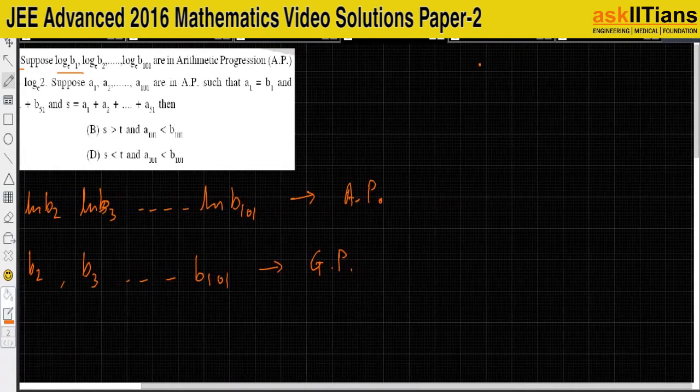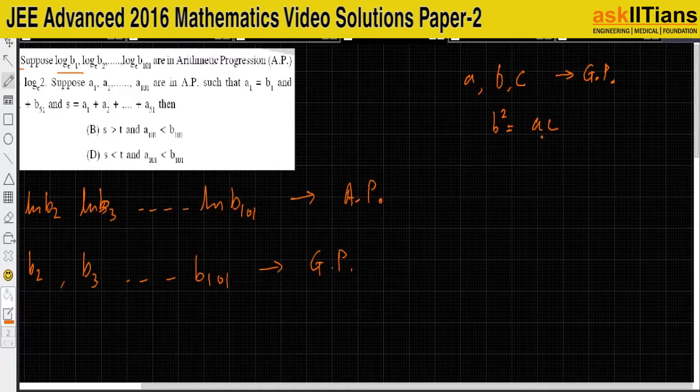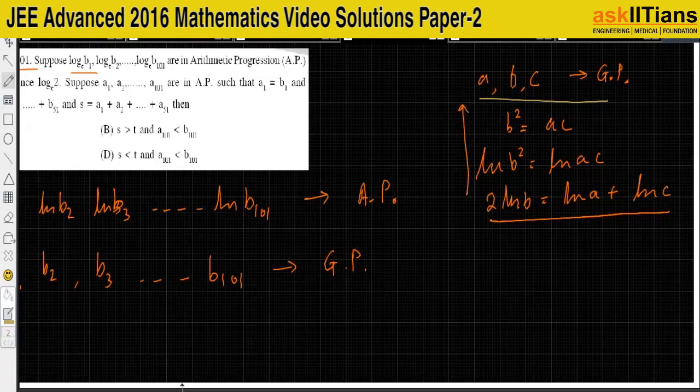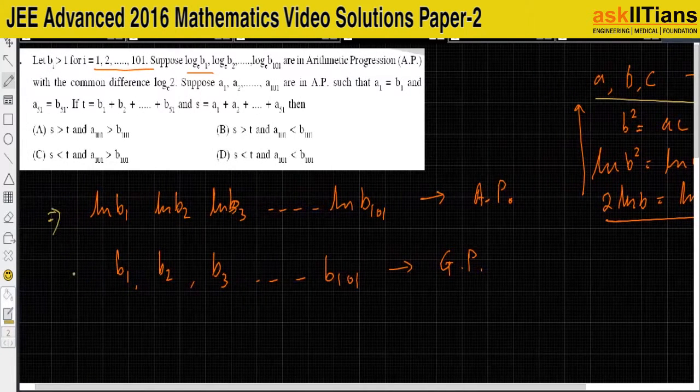If you don't know this, then we can simply check by taking 3 numbers. If I take 3 numbers a, b, c, and say that these 3 numbers are in GP, I can say b square is equal to ac. Now if I take log both sides, I'll get ln b square equal to ln ac. So I'll get 2 ln b equal to ln a plus ln c. So this is nothing but an AP. So ln a, ln b and ln c will be in AP. I can say the reverse also: if ln a, ln b, ln c are in AP, then a, b, c will be in GP. So this is what we are saying here also, that if there is a logarithmic series and I take anti-log, this series b1, b2, b3 will be in GP.